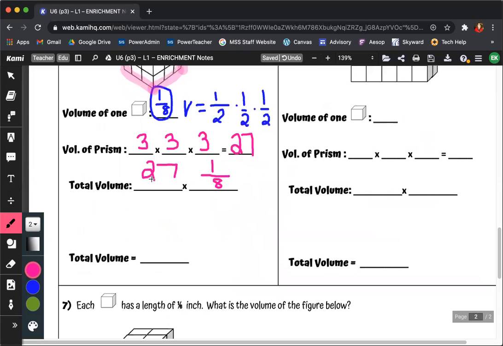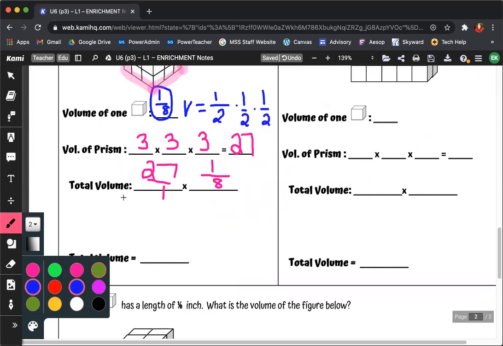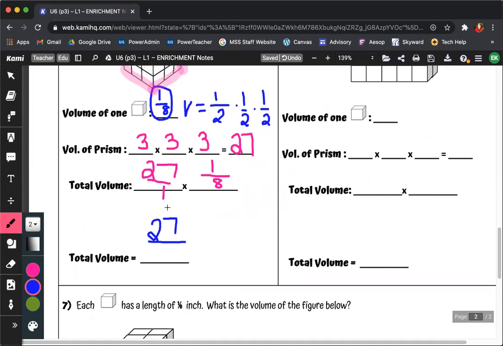So when we're calculating that, we do 27/1. We see if we can simplify anything in our diagonals. We cannot, so I'm just multiplying across. 27 times 1 is 27 over 1 times 8 is 8. And I'm just going to leave my answer as an improper fraction like that.